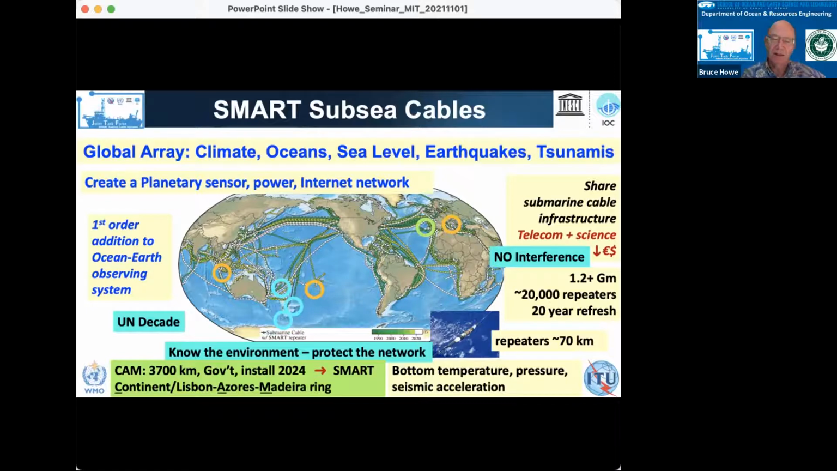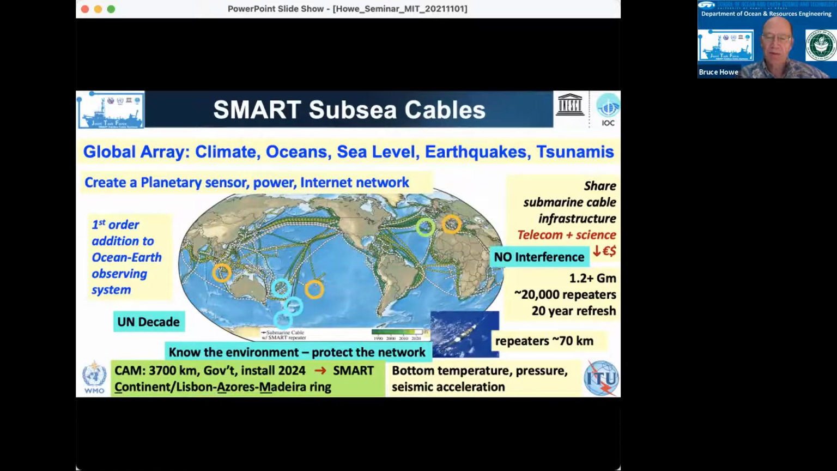One of the absolute requirements is that there's no interference between the science component and the telecom component, so that the telecom mission has priority, is the primary mission, and science secondary. So decisions are made to make sure that the telecom system continues to be robust as it is now.